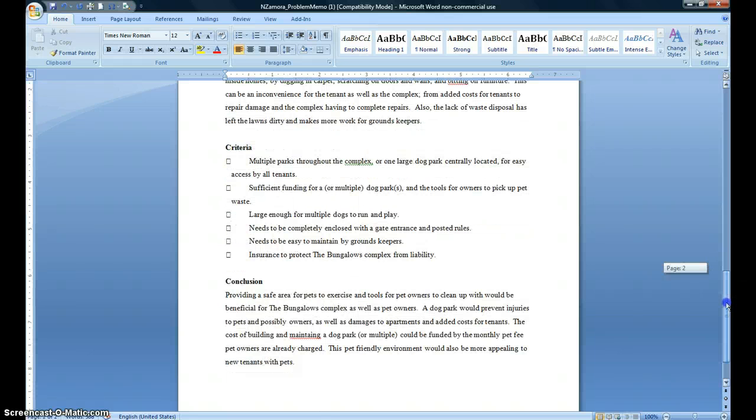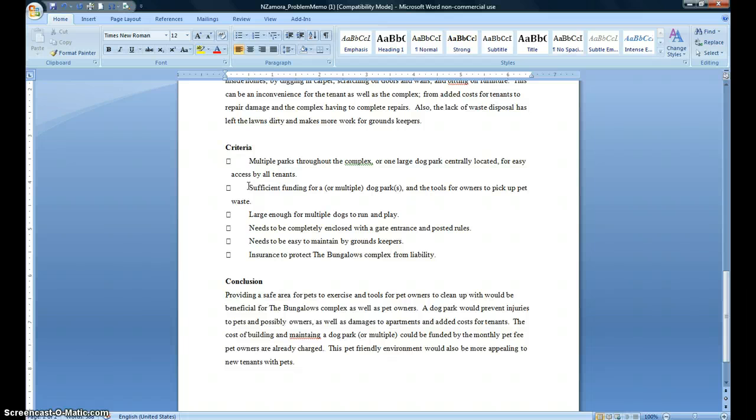Now, as I mentioned before in my audio file and criteria, the criteria are what the solution must meet. It's not the solution itself. And here we have the first criterion is multiple parks throughout the complex or one large dog park. That's a criteria, or that's a solution. She should say something like there should be a park large enough, or a dog park that was large enough or sufficient enough for the owners and pets for this apartment complex. And then instead of sufficient funding, she's actually looking at solutions again.